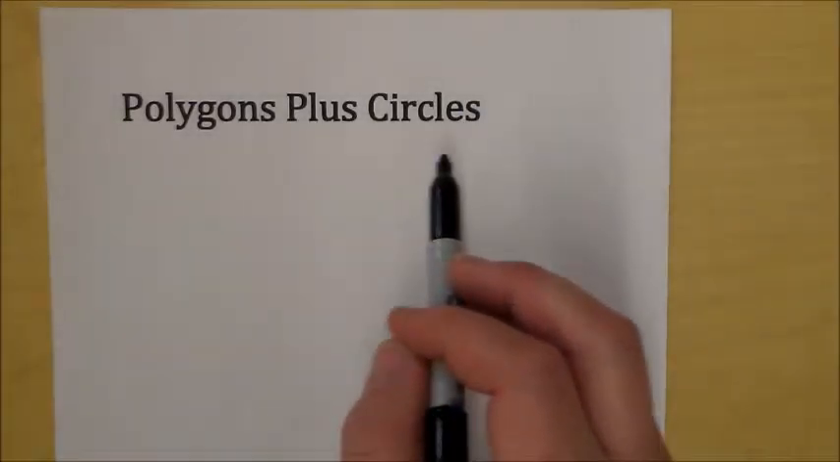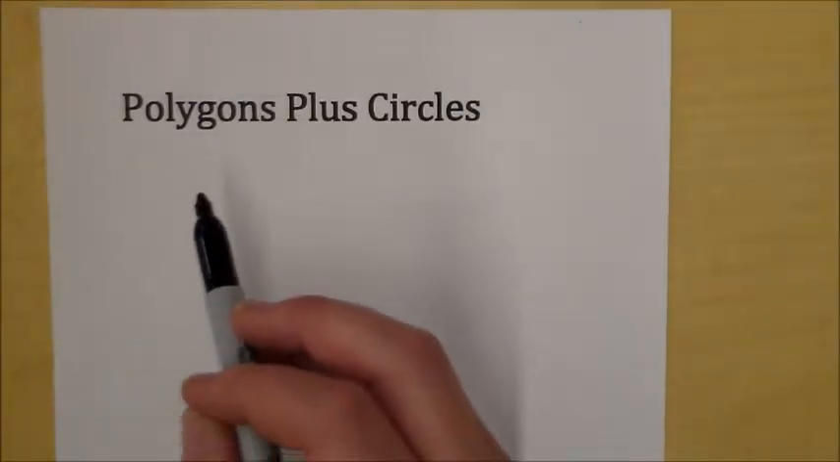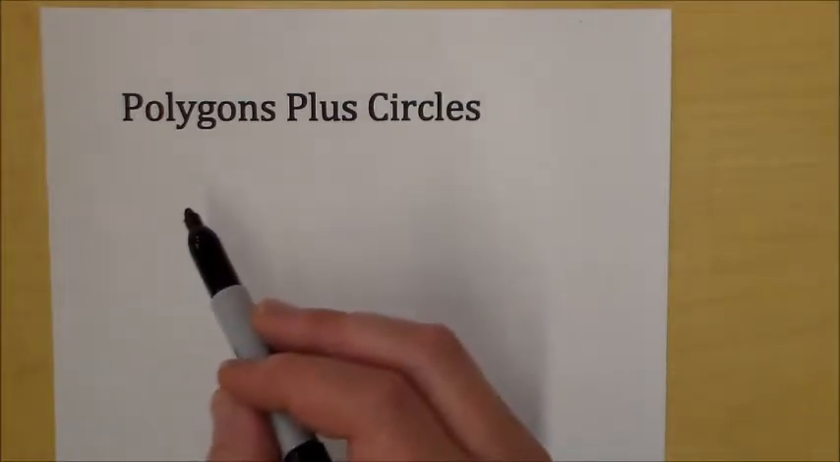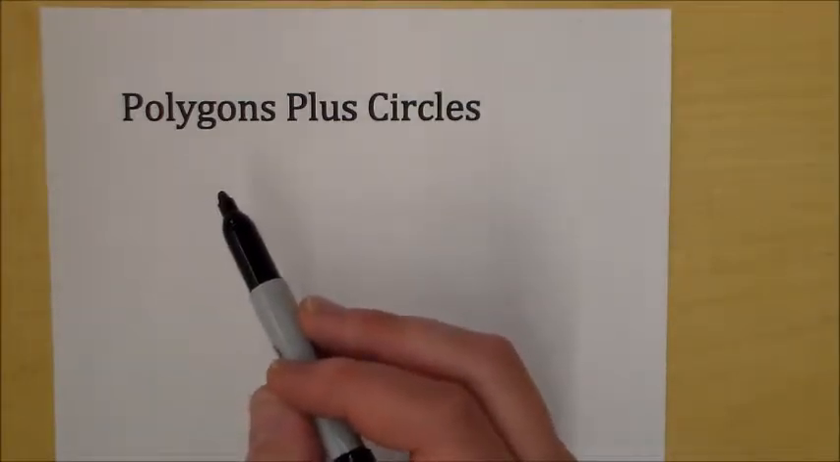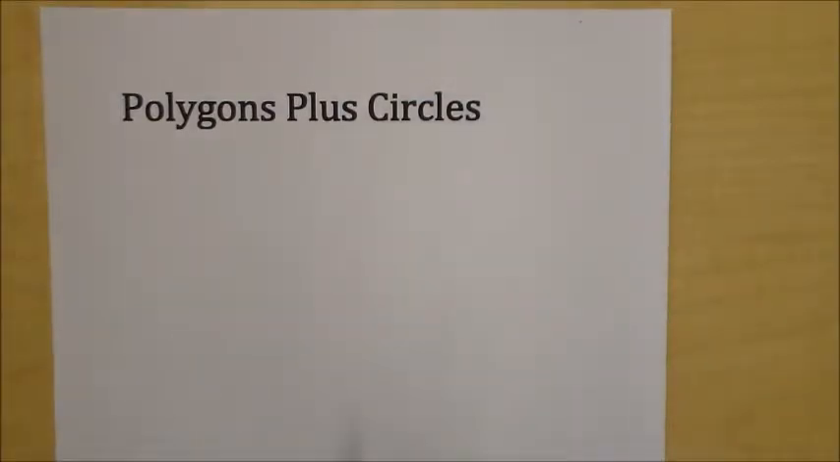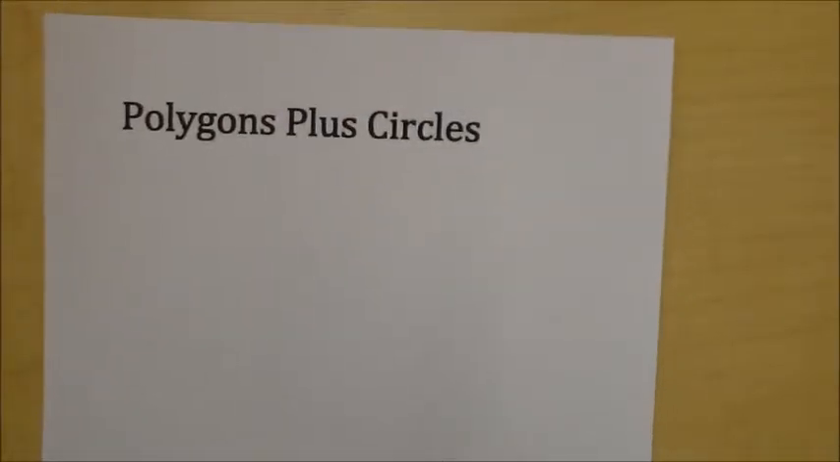Okay, polygons plus circles. A polygon is a two-dimensional shape with several straight sides and angles. It needs to have three or more. Think about it. Why does it need to have three? It needs to have three or more. And a circle, if you don't know what that is, you should Google it.